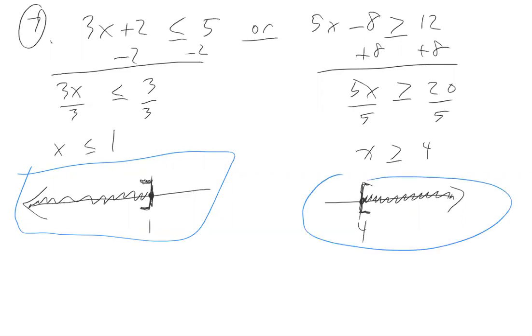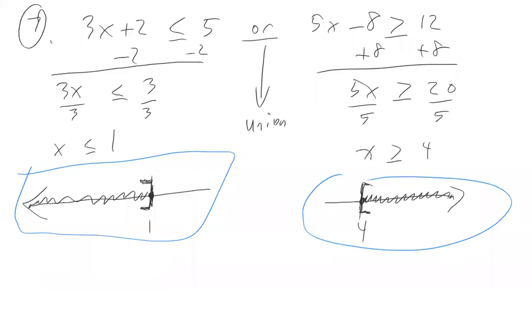Okay, now you might be wondering, what about the graph of them both together? So here's the key thing. The word or actually means union. So if it said and, that would be intersection. And the intersection would be the numbers that are in common, but there wouldn't be any numbers in common that are less than or equal to 1 and that are also greater than or equal to 4. So it would be impossible to have any solution to that. But it is possible to have a solution to the union, because union means or.